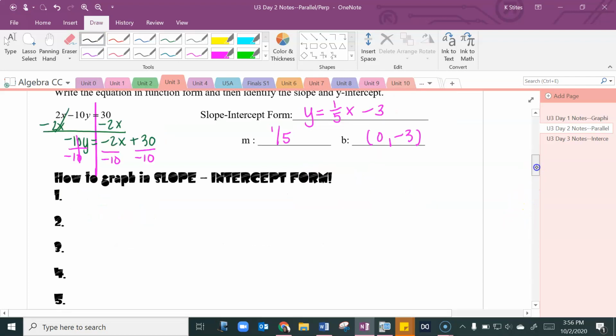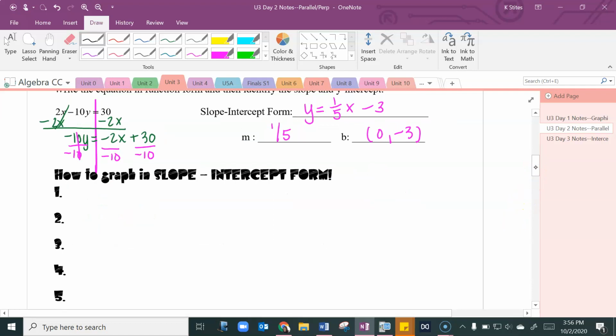All right, so let's talk about how we would actually graph this now. So how to graph in slope-intercept form. Step 1 is always to solve for y. Sometimes that step is already done for you. Step 2, we should do what we just did here. Identify m and b. Once you do that, we're actually ready to start graphing.